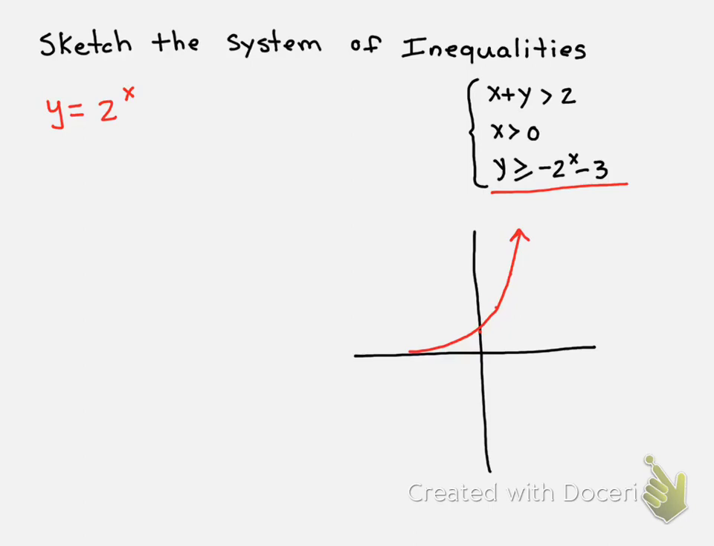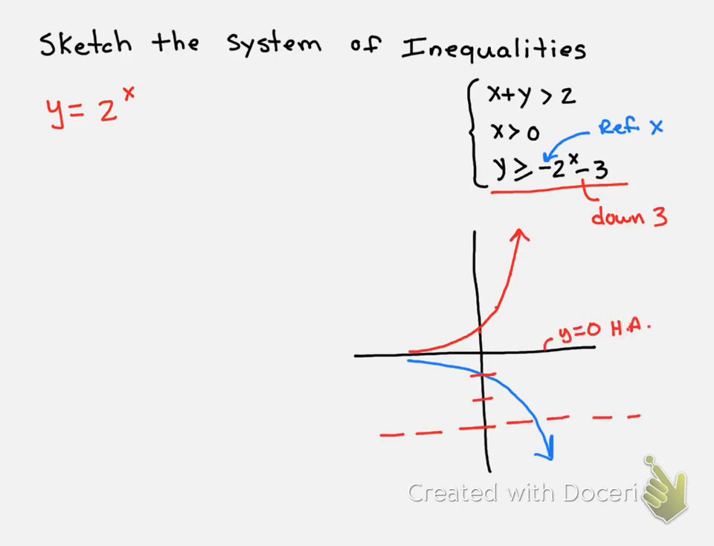But now this negative 1 in front means I'm going to reflect over the x. So instead of this, it's going to open down. And now the last thing I need to take care of is this down 3. So I'll keep everything the same, but I'm going to move it down 3.